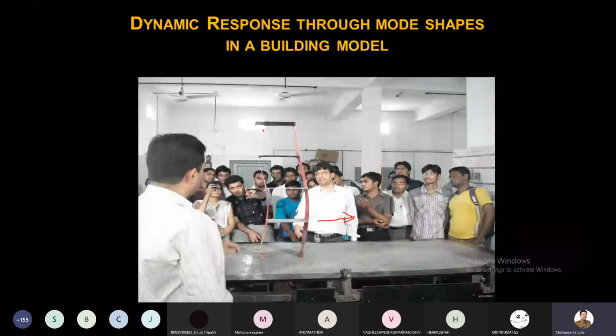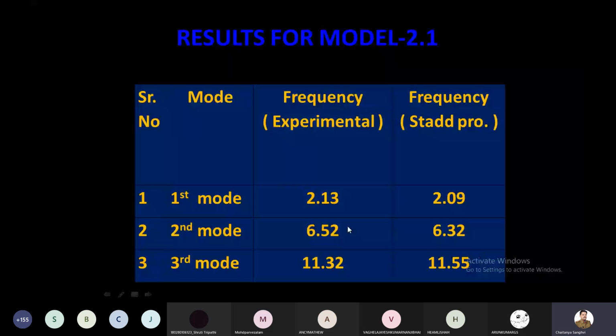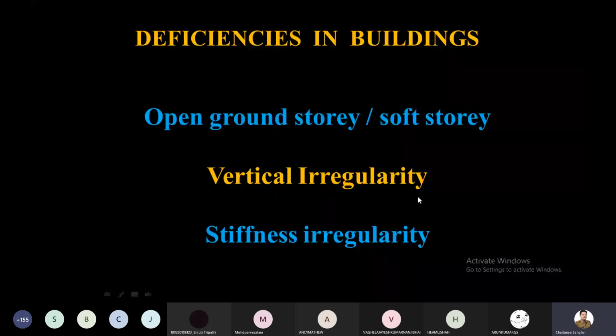This is a 4-story structure, right? And look at these students, taking advantage of these facilities available at the laboratory, right? Then we calculate the frequency and everything. Then we talk about the deficiencies in the building: open ground story, vertical irregularity, stiffness irregularity.